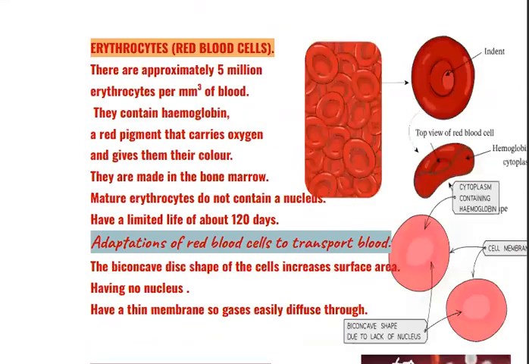Erythrocytes, red blood cells. There are approximately 5 million erythrocytes per millimeter cubed of blood. They contain hemoglobin, a red pigment that carries oxygen and gives them their color. They are made in the bone marrow. Mature erythrocytes do not contain a nucleus and have a limited life of about 120 days.